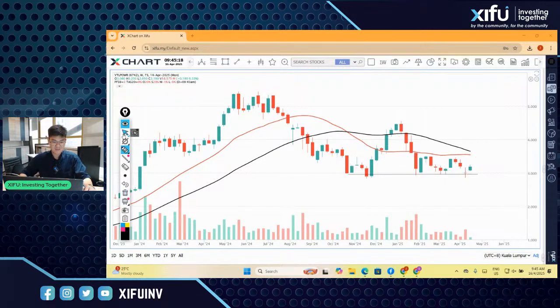So this one is like, for example, Uchi Tech, those boring counters that go sideways for 1-2 years. And then sometimes like Tenaga right now, whenever they drop below 2040, you know already.